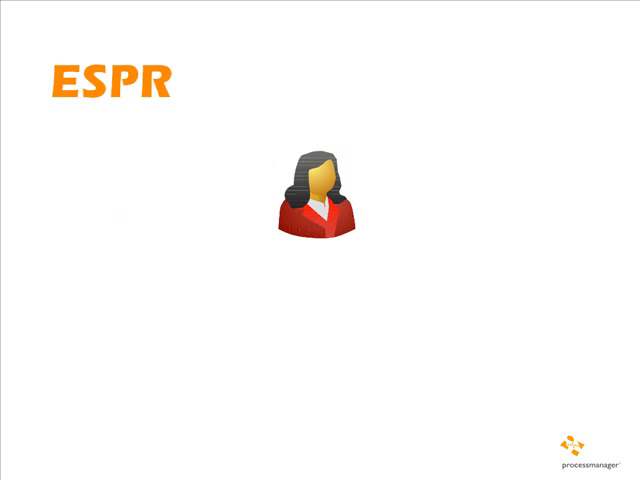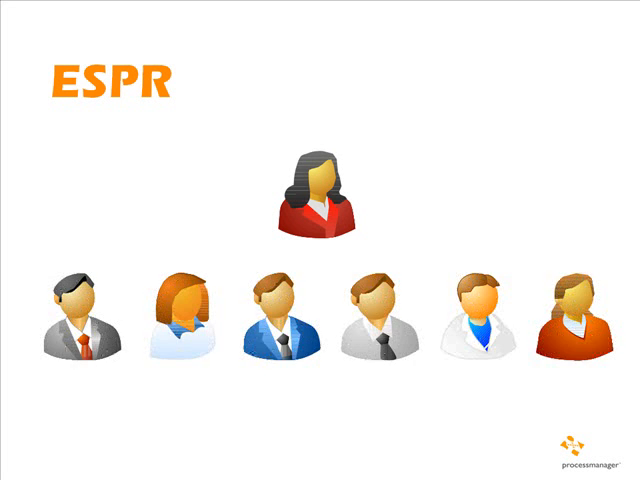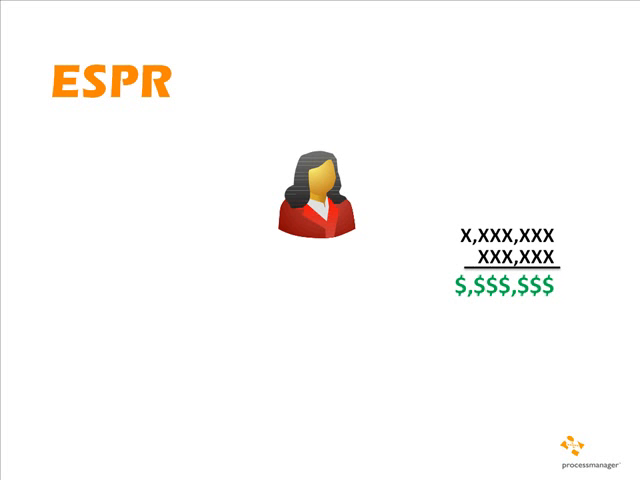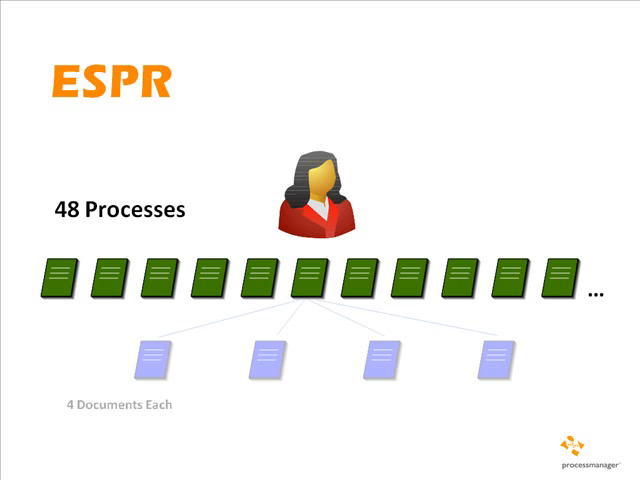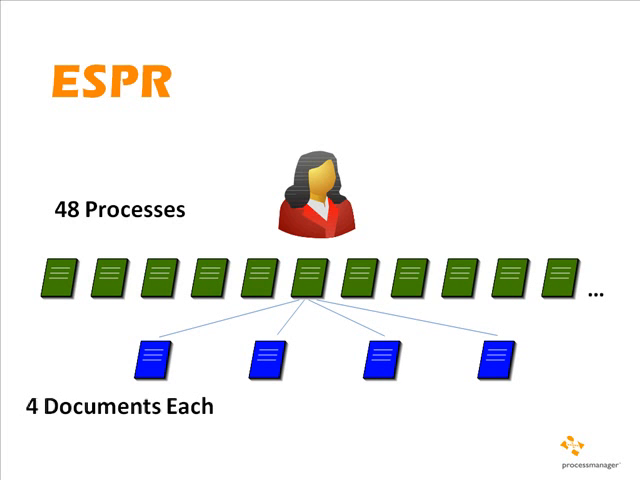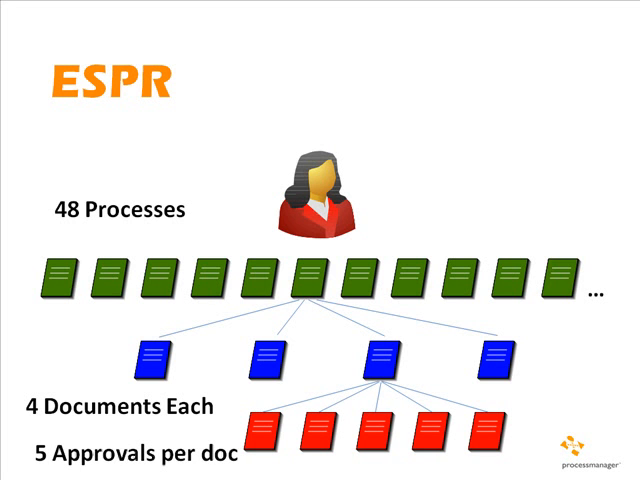The company ESPR will be used to show the benefits of Process Manager. Emily Johnson has been assigned to manage the process changes at ESPR. She has six other people on her team. The assignment is to understand the current operations and provide suggested changes that will drive real dollars to the bottom line of the company. After sizing up the assignment, Emily came to the conclusion that they would be modeling 48 processes, each having a possibility of 4 documents with an average 5 approvals each. That's over 1,000 process approvals to manage, if everything goes well.